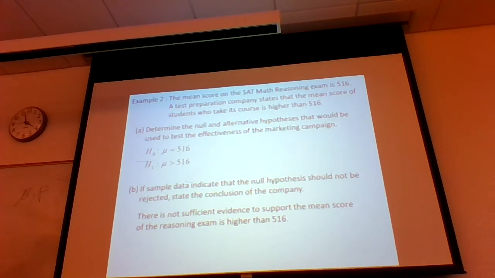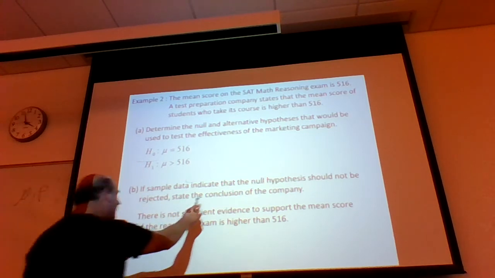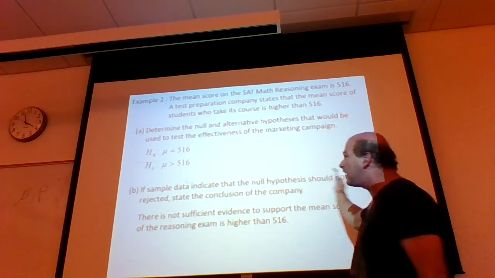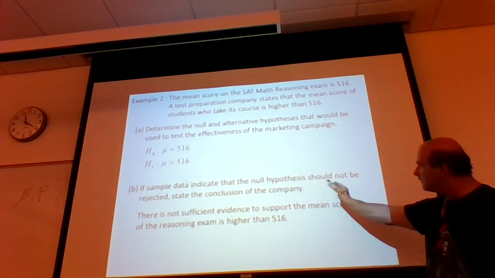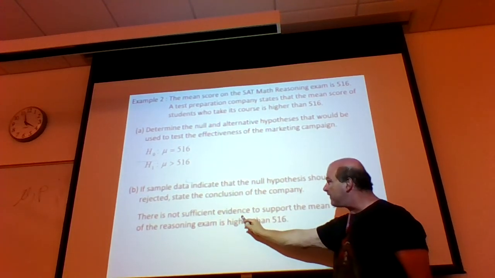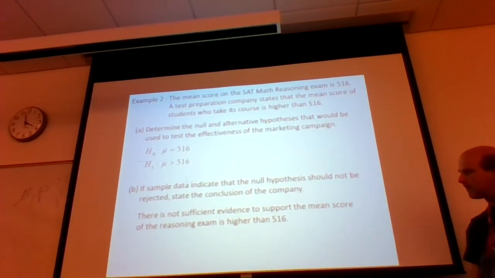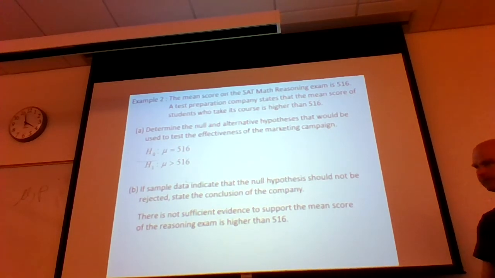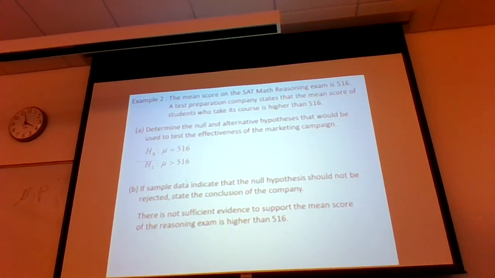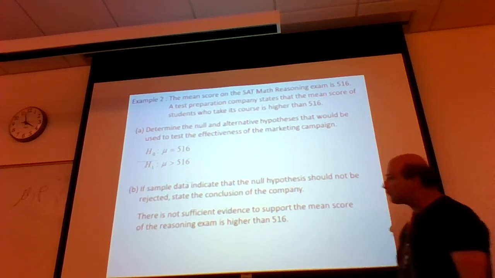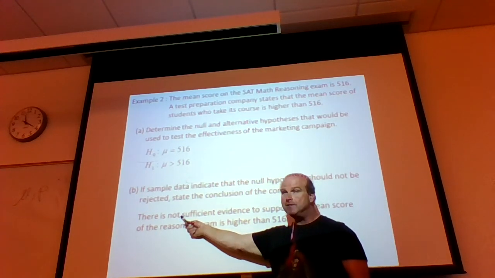Right, when you're not rejecting. So it says, if the sample data indicates that the null hypothesis should not be rejected, then you say there is not enough evidence to support the mean score of the reading exam to be higher than 516. And the other one was: there is evidence to support the claim that the reasoning of the exam is higher than 516. So when you don't reject, you just add the word not.